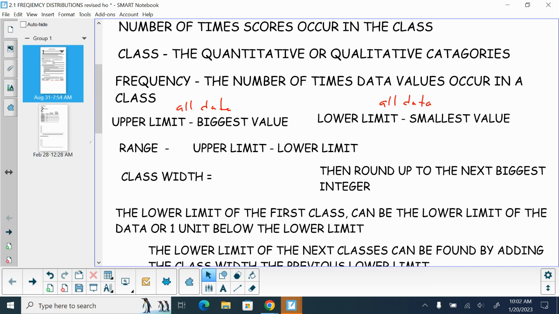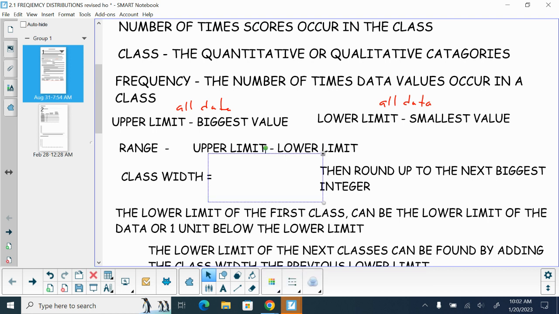Now your class width. You have to develop a class width. I'm not going to tell you you're going to make 5 classes, all with a class width of 7 or 10 or anything of that sort. You need to develop the class width. Well, how do you determine a class width?